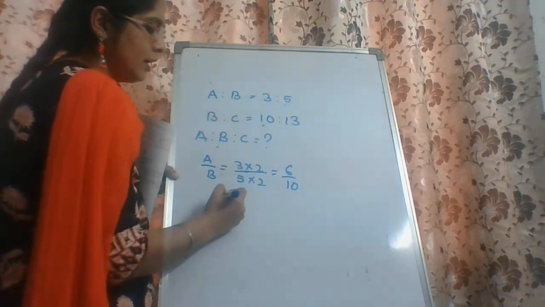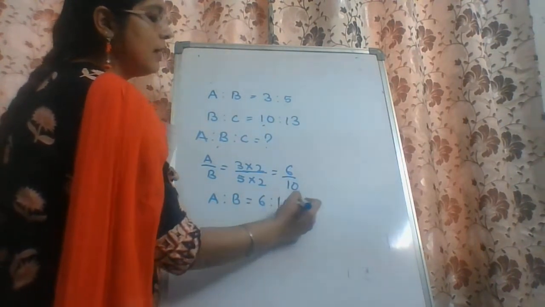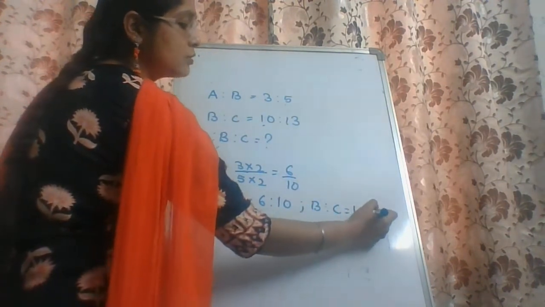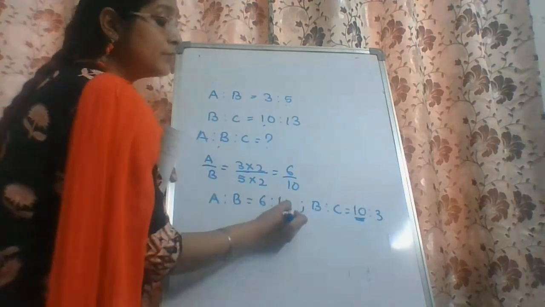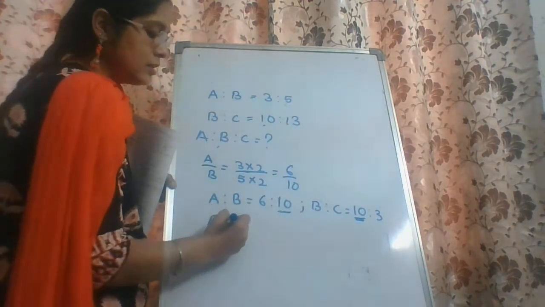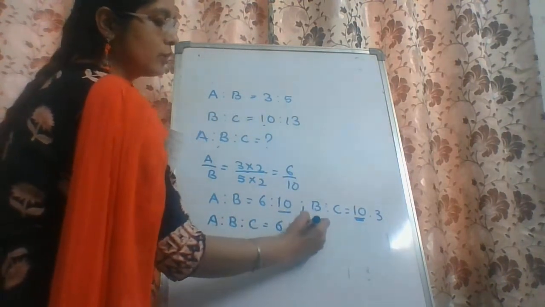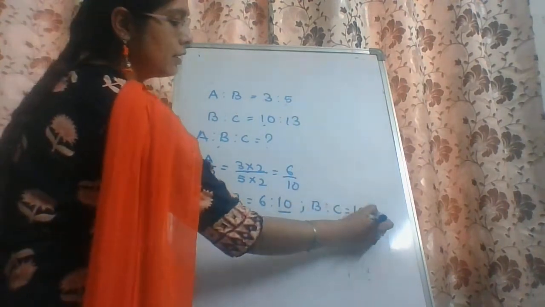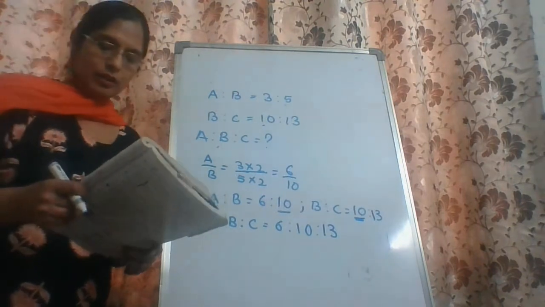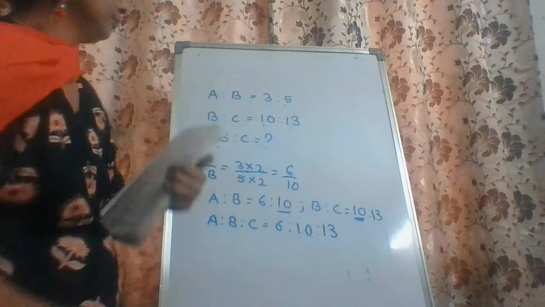Now, A is to B is 6 is to 10 and B is to C is equal to 10 is to 13. I should get B the same to write it as A is to B is to C. A is to B is to C is 6 is to 10 is to 13. Now let us do a few more questions related to this.